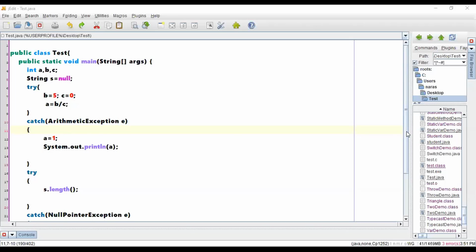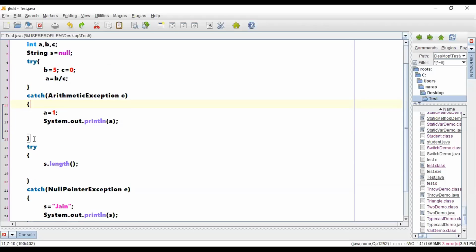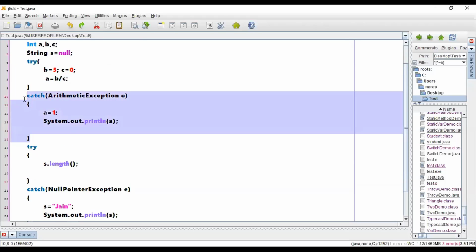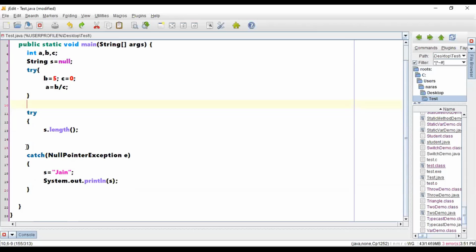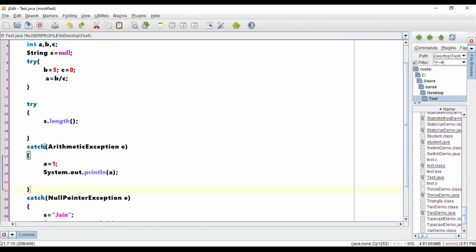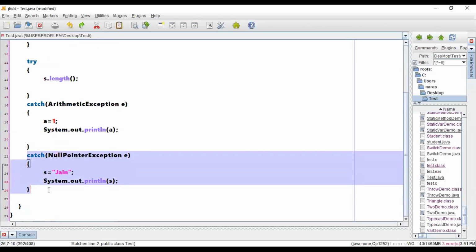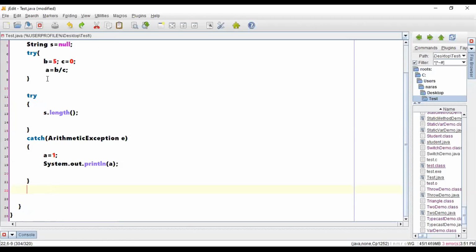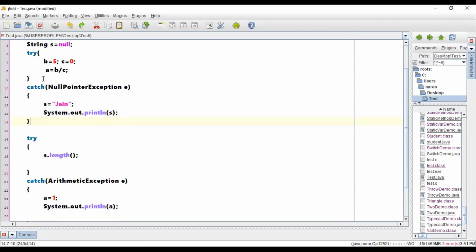Right. So now let me do a small change. Let me cut this particular catch block here. Let me paste this particular catch block here. Cut this particular catch block here. Pasted a catch block here. What change have we done?